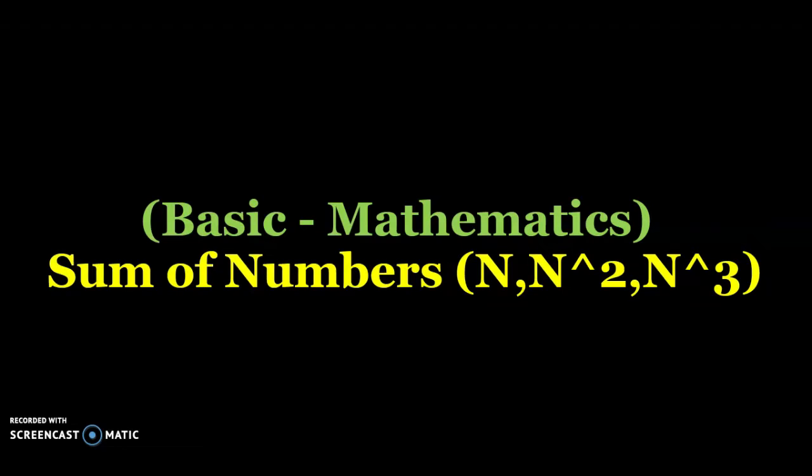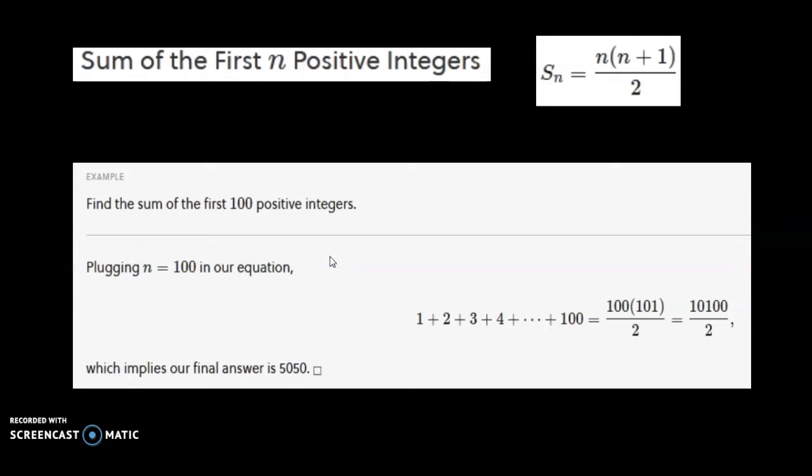So we have to find the sum of n numbers, or the sum of squares of n numbers, and the sum of cubes of n numbers. So let's see the formulas and one example for each of them. Right. So let's see the first one, that is the sum of the first n positive integers, and you all know the formula to find it is n into n plus 1 by 2. The sum of n natural numbers, or you can say the sum of the first n positive numbers.